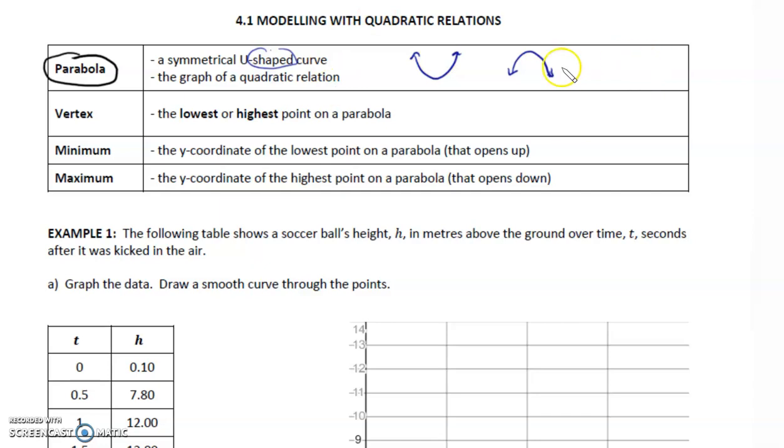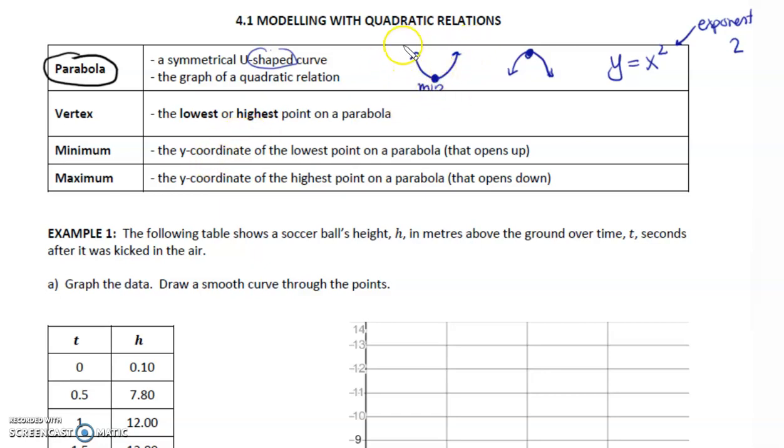And as a reminder, a quadratic relation is in the form y equals x squared. It's this exponent 2. Now, a vertex is the lowest or the highest point on this parabola. So on this parabola that opens up, this would be the vertex, and the parabola that opens down, this right here would be the vertex. And because we open up, we have a minimum.